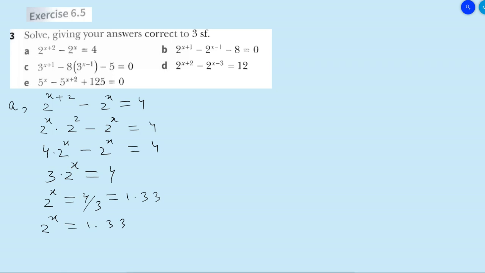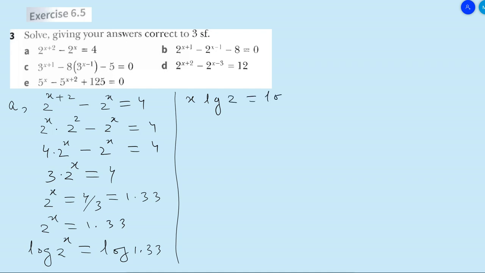Taking log on both sides, it will be log 2 power x is equal to log 1.33. Now write x before log, x log 2 power x. So x log 2 is equal to log 1.33. Then x is equal to log 1.33 upon log 2. Use calculator to find log 1.33 upon log 2.